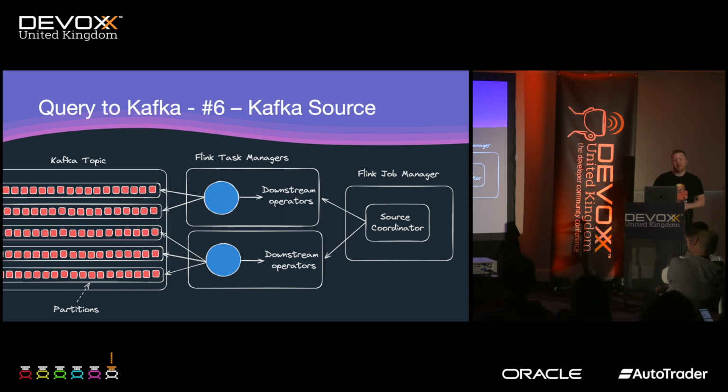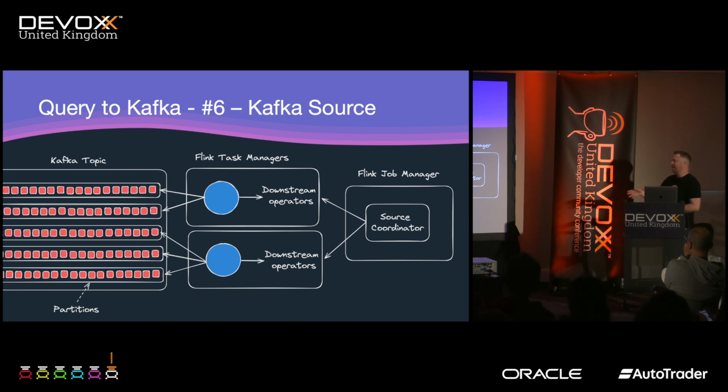Kafka. A common question I get asked when talking about Flink and Kafka is how the partitions map to the subtasks, because people tend to think, oh, we need one subtask per partition. But no, that's not true. In this case, we've got a Kafka source with a parallelism of 2, and we've got 5 Kafka partitions.